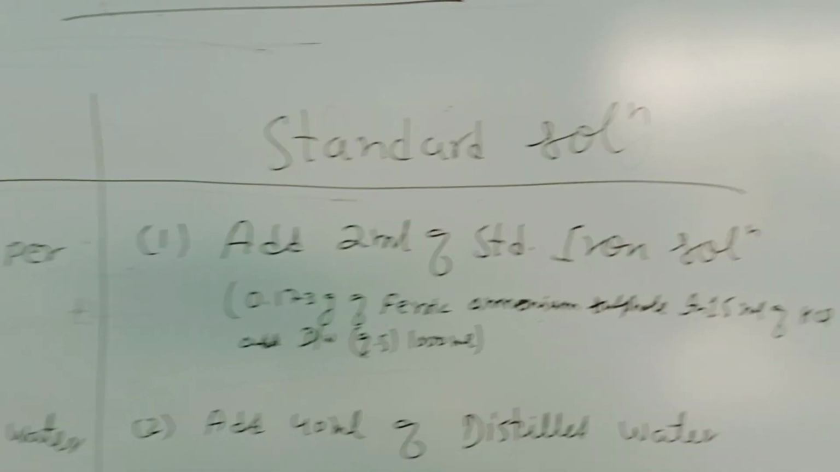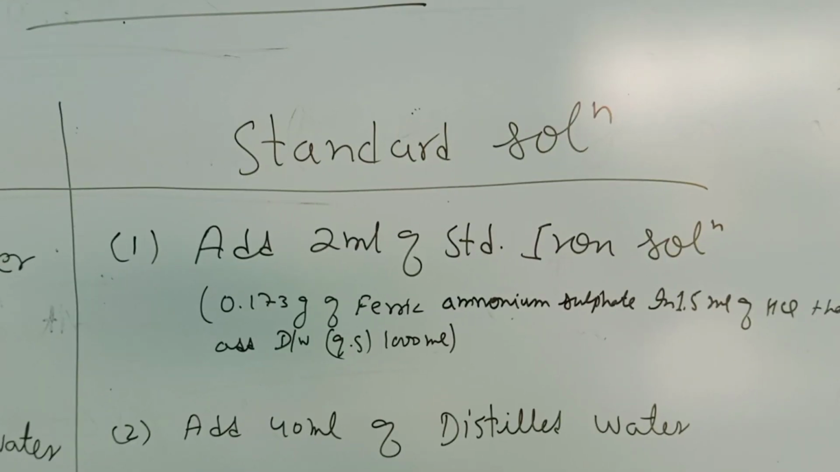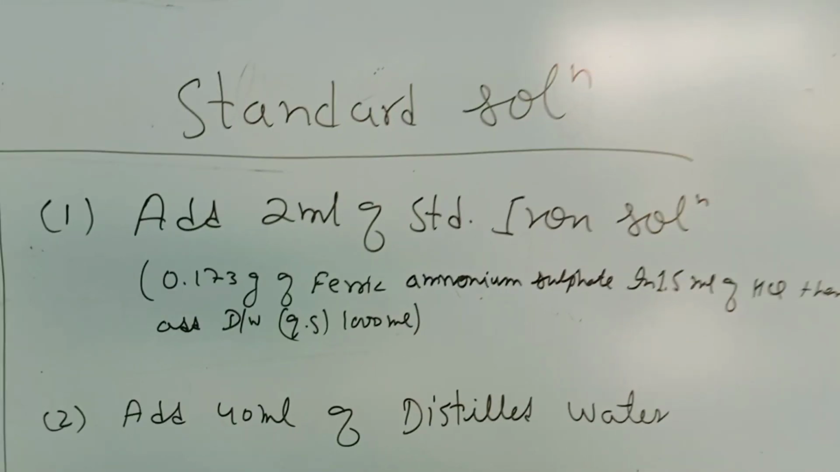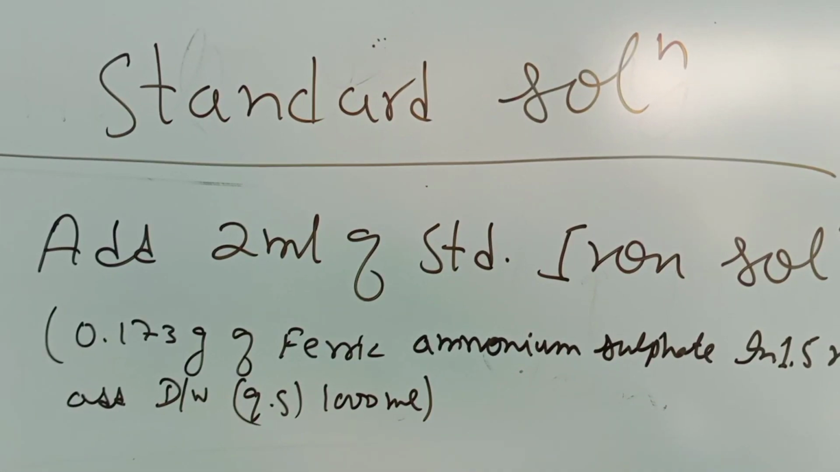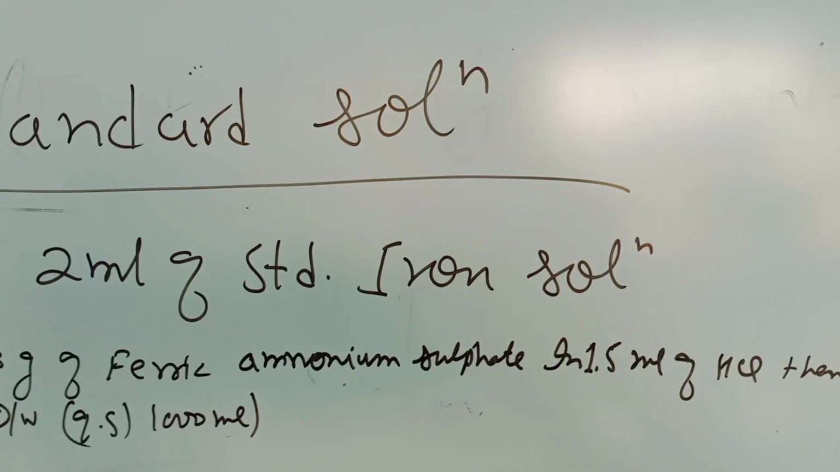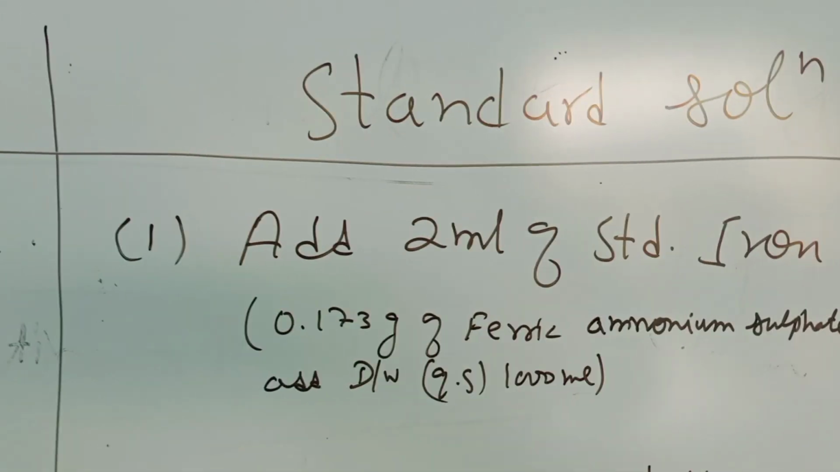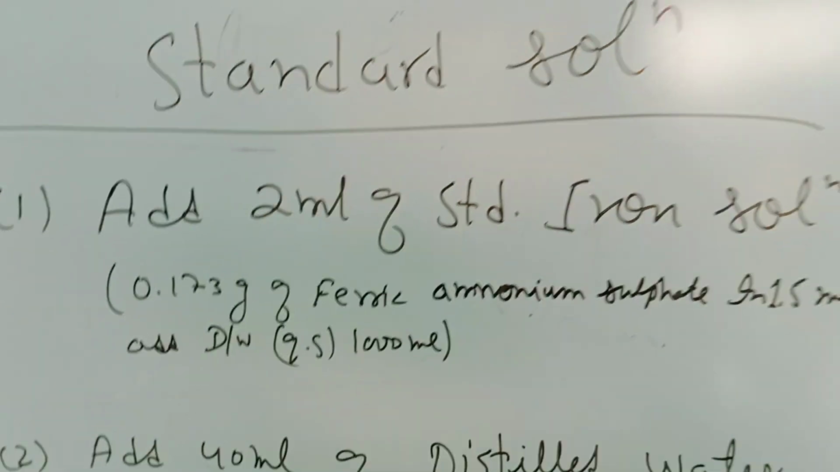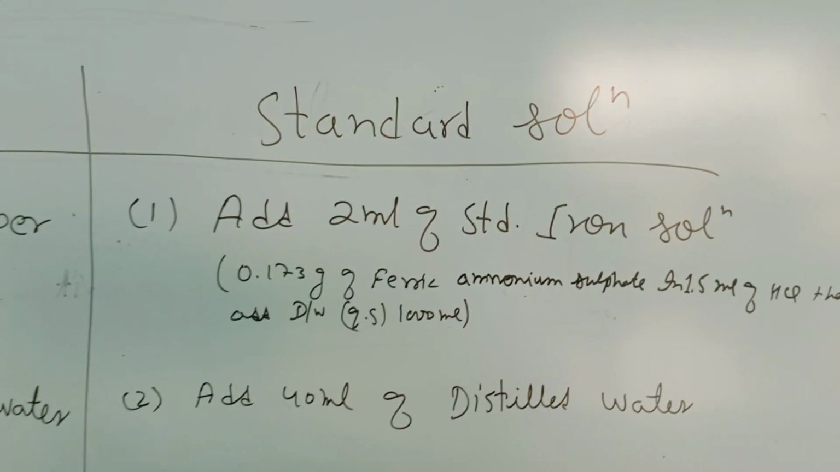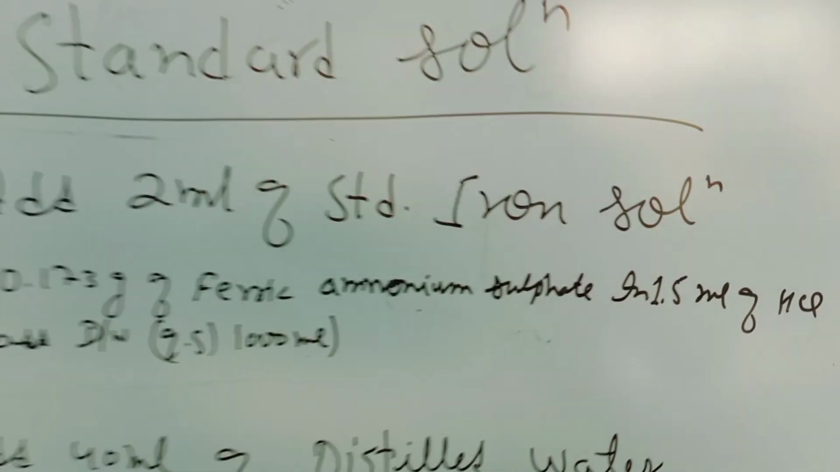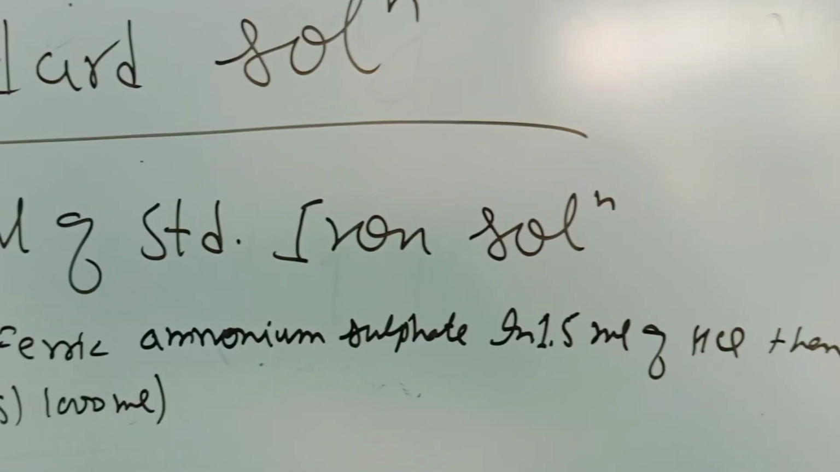adding or mixing 0.173 grams of ferric ammonium sulfate in 1.5 ml of hydrochloric acid. So in order to produce the standard iron solution, we have to weigh out 0.173 grams of ferric ammonium sulfate and dissolve that compound in 1.5 ml of hydrochloric acid.